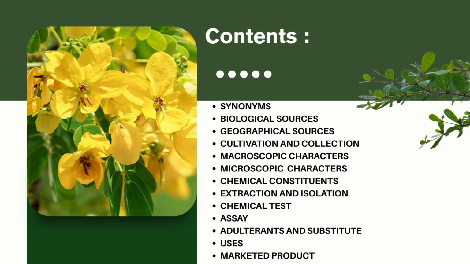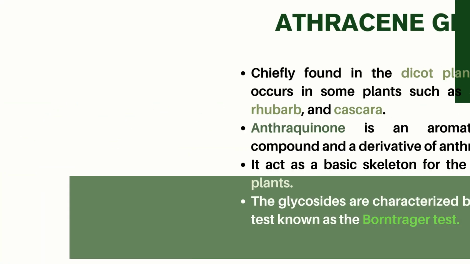Further, we will discuss its rich chemical composition, examine how these compounds are extracted and isolated, and learn about the specialized chemical test known as the Bornträger test that helps identify these compounds. We will touch on the methods used to assay or evaluate SENNA, recognize common adulterants and substitutes, and finally understand its primary uses in medicine and some of its marketed pharmaceutical products. By the end of this presentation, you will gain a comprehensive appreciation of SENNA's significance.